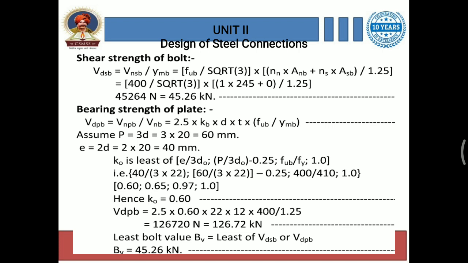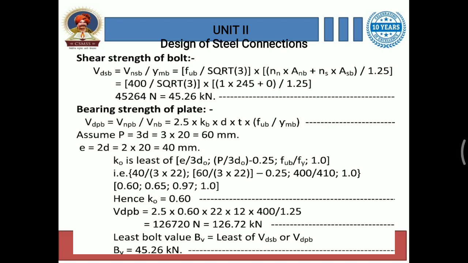This is Vdsb. Then in the second step, we have to calculate the bearing strength of plate. Again, here Vdpb is directly used. Vdpb is equal to Vnpb divided by gamma mb, where Vnpb becomes 2.5 into kb into d into t into fu, and that fu upon gamma mb is for the calculation of Vdpb directly.